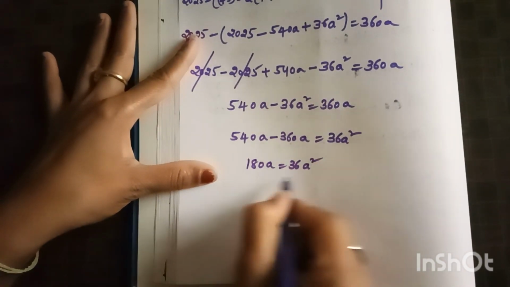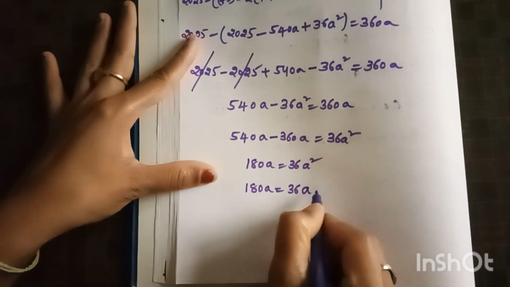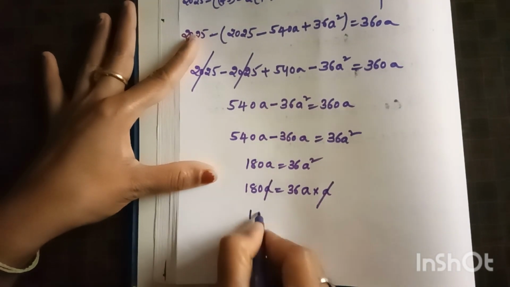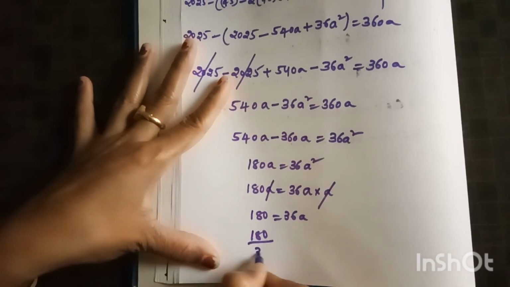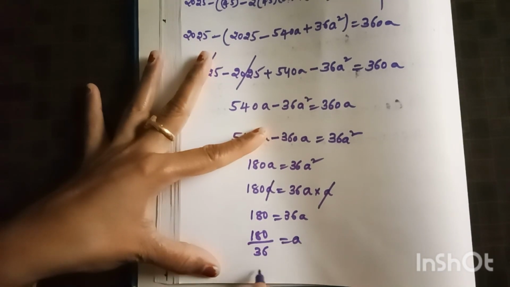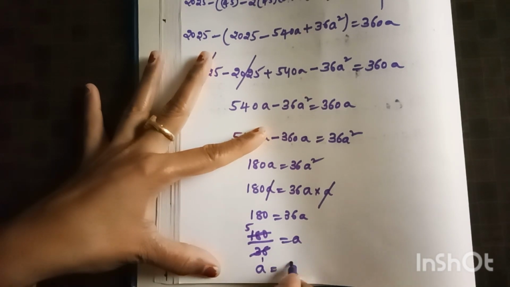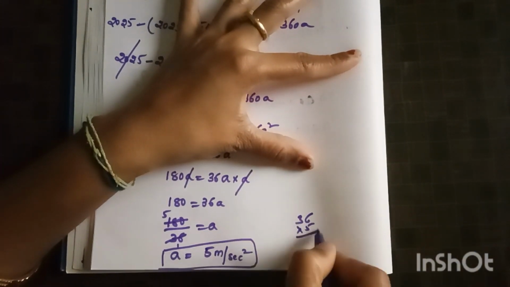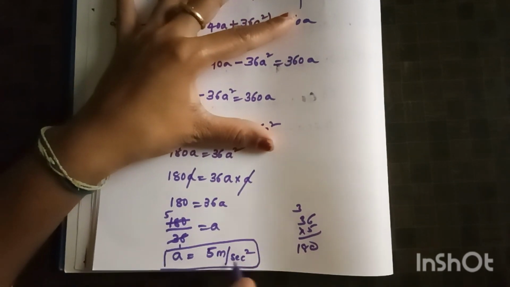So 180a equals 36a square. A square can be written as a into a, so here a will be cancelled. 180 is equal to 36a. So you want a, no? 180 by 36 is equal to a. So a equals 5. What will be the units for acceleration? 5 meter per second square. 36 into 5: 6 fives are 30, 5 threes are 15, 180. So a equals 5 meter per second square.